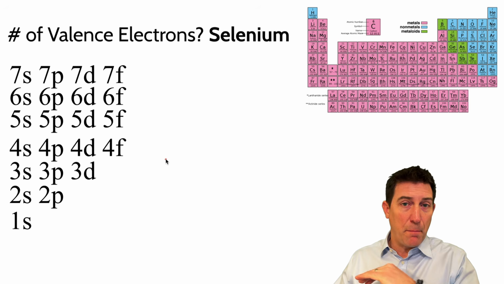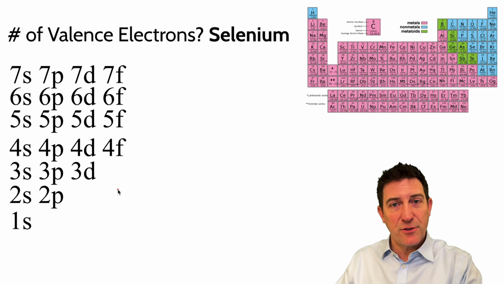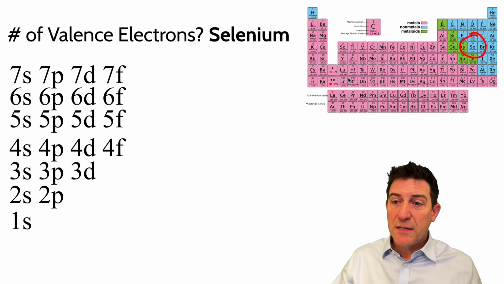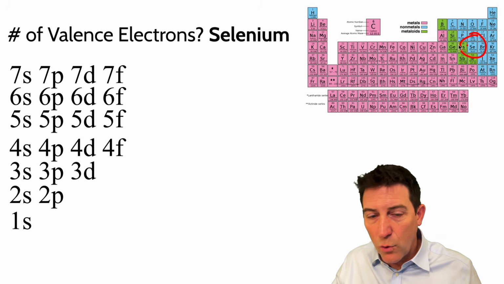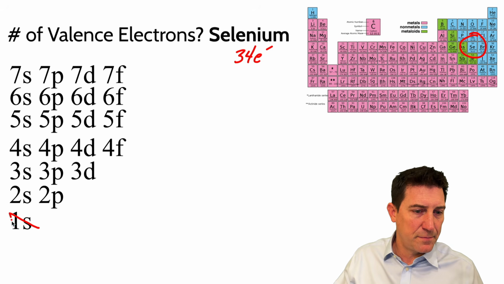I would encourage you to pause the video, work your way through selenium, then come back here and check your answer. And for those of you not pausing, I'm going to work through it anyway. Selenium right over here has 34 electrons. So how many valence electrons does it have? Let's go. I've used 2. I've used a total of 4.